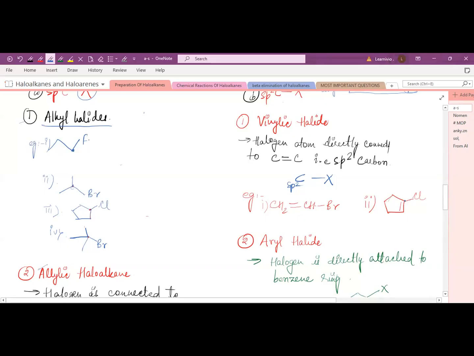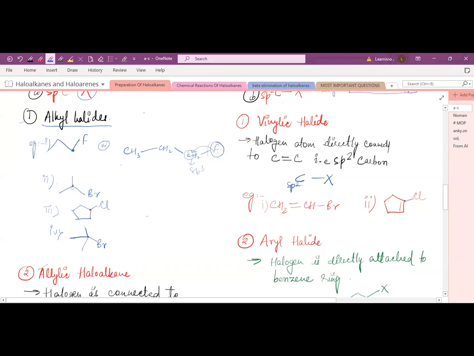Now see this fluorine. This is your structure. You can see this is CH3 here, this is CH2, again CH2, and here the fluorine group is attached. This fluorine is attached to this carbon, and this carbon is attached to the other carbon by a single bond. So obviously this is an sp3 hybridized carbon. So when the halogen group, because fluorine is a halogen, right?